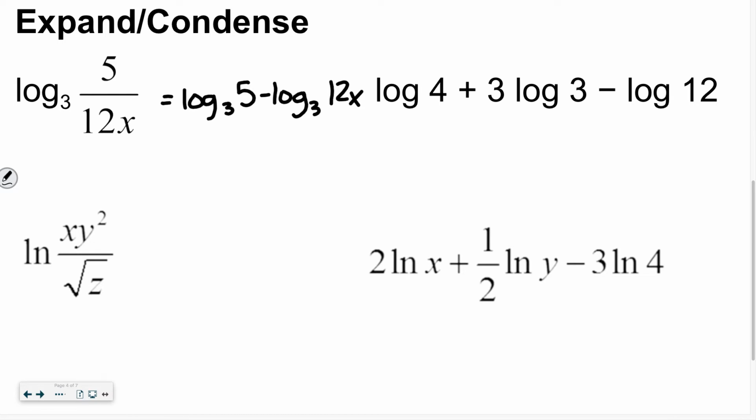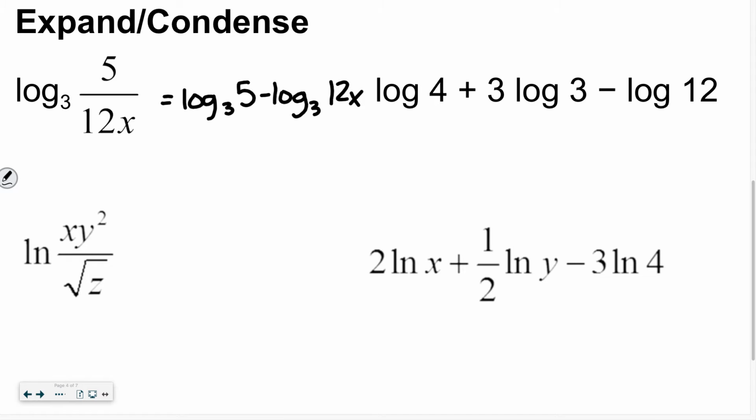Okay, on that first one, I see a lot of log base 3 of 5 minus log base 3 of 12x. Good start. 12x is being multiplied, 12 times x. I know sometimes with the coefficient and the variable it's hard to spot that multiplication, but you should also break that up. I see two ways that you can break that up.